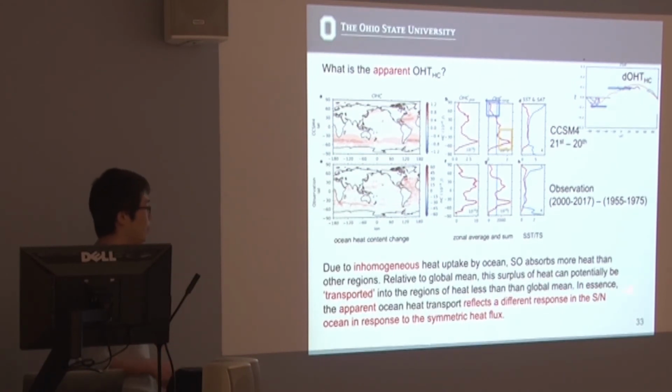So in a sense, the apparent ocean heat transport reflects a different response in the southern and the northern hemisphere ocean in response to the symmetric heat flux. So, for example, in the North Atlantic, when the energy goes into the ocean, it is transported away. But when the energy goes into the Southern Ocean, then the energy is trapped there and becomes the ocean heat content. Therefore, we have this apparent ocean heat transport.